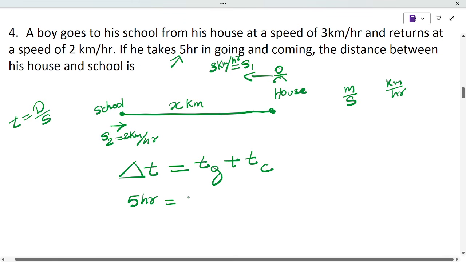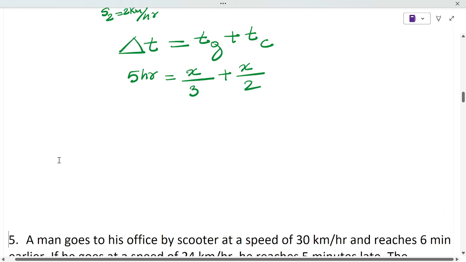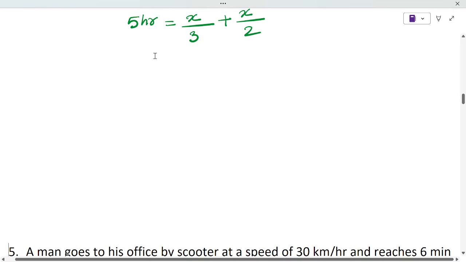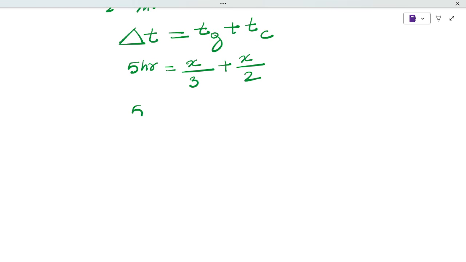So the formula for time is distance by speed. Distance is x. While going, S1 was 3 km per hour, plus the time of coming. Coming back, the distance is the same, x, and the speed is 2 km per hour. This is equal to 5 hours.